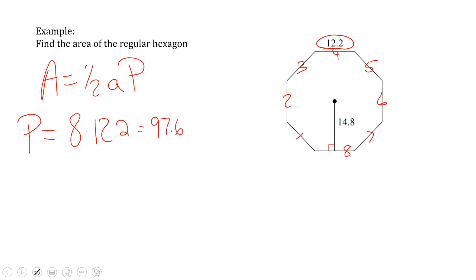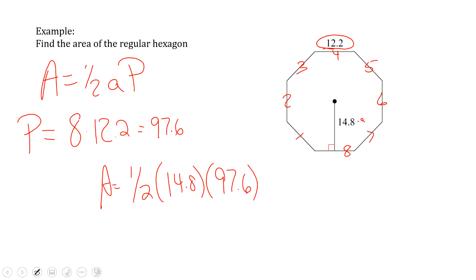So now I have everything I need for my area. Area equals 1/2, my apothem is 14.8, times 97.6. Punch that all into my calculator. And my final area is 722.8, I think. No, 0.24, sorry. 722.24. Does that make sense?